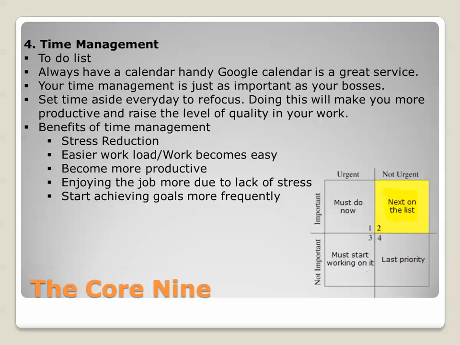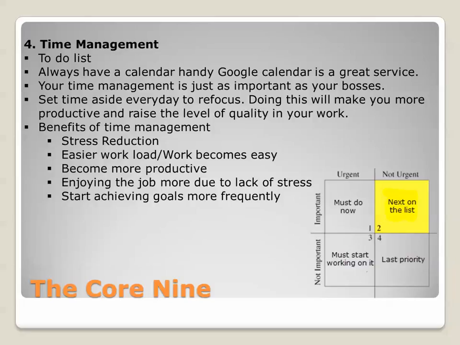Time management. To-do list is one of the big things you need in time management, and time management will be the most important part of your job, is managing your time and managing your boss's time. So put together a to-do list, right? Put together a to-do list of all the things you need to do that day, maybe all the things you need to do next week. Prioritize them by important, not important, what's urgent, what's not urgent. This will assist you and help you prioritize your day and manage your time effectively.